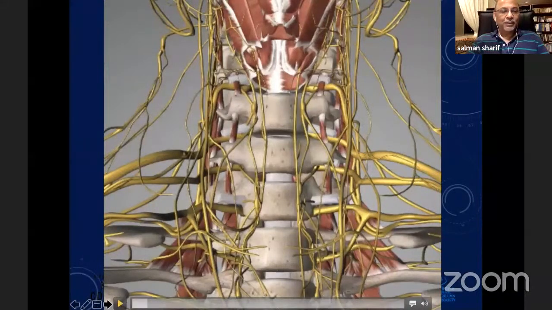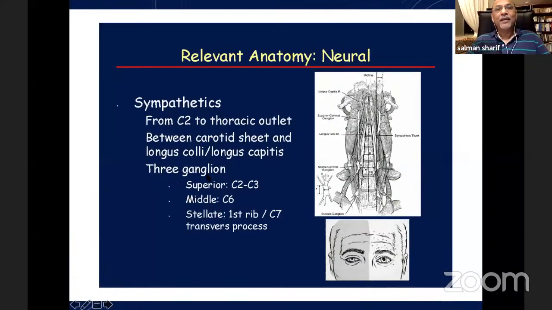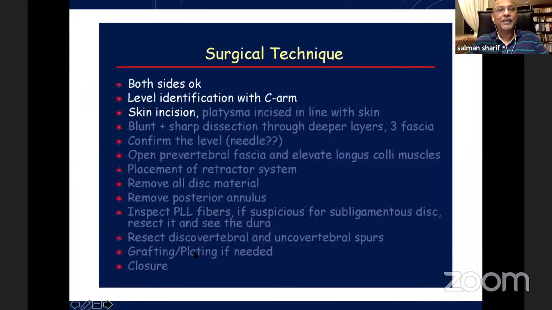Sorry, not going to show you this video, so I don't have enough time. And anatomy has already been discussed. Horner syndrome, this picture was again shown by Yousuf before, so I'm going to skip this.